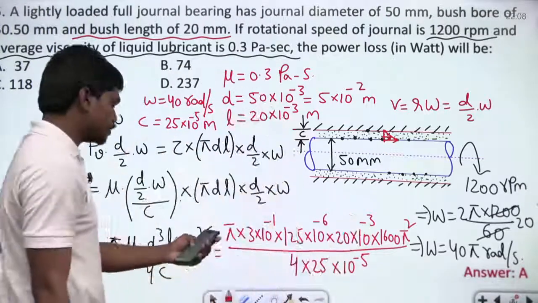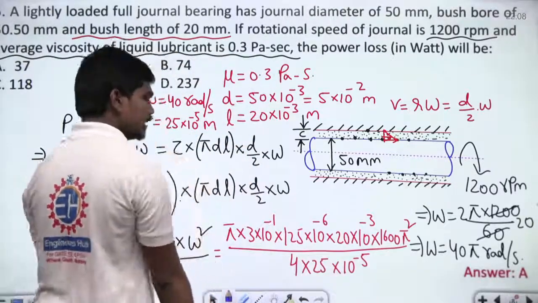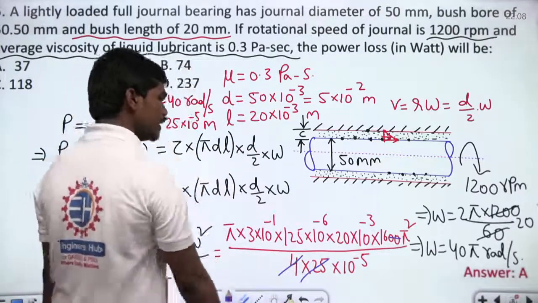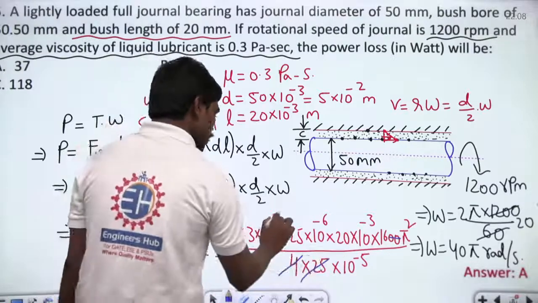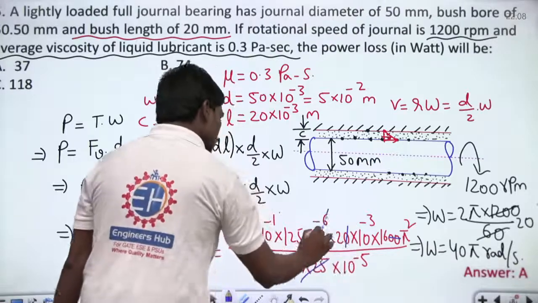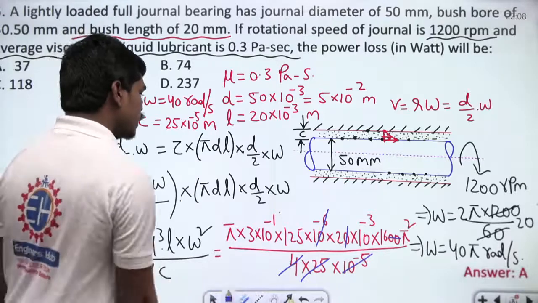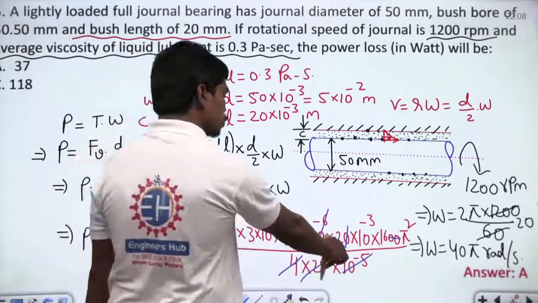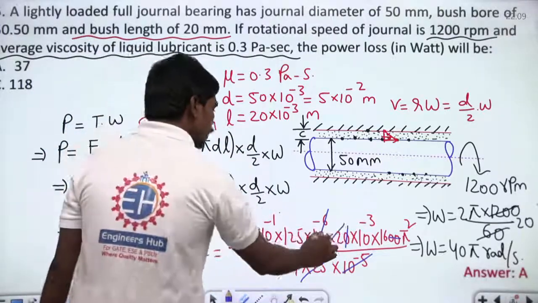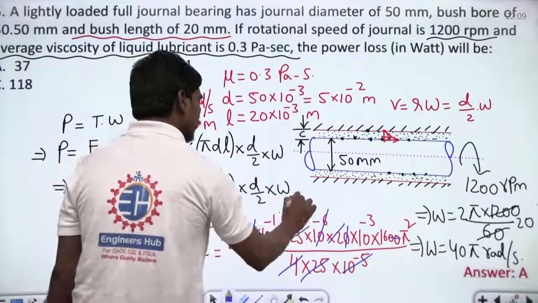Let us substitute and calculate this value. Basically, if you see, this 100 can be cancelled by this 4 and 25. Correct? Similarly, this 10 to the power minus 1 and 10 to the power minus 6, and this 10 to the power minus 5 can also be cancelled. So what are the terms that we have in short? 3 into 125 into pi and of course into 2 into 10 to the power minus 3. So 2 into 125 is 250, and 3 times 250 is 750.